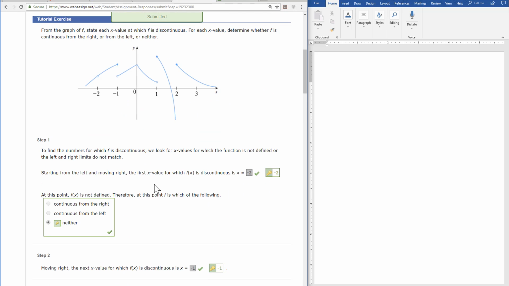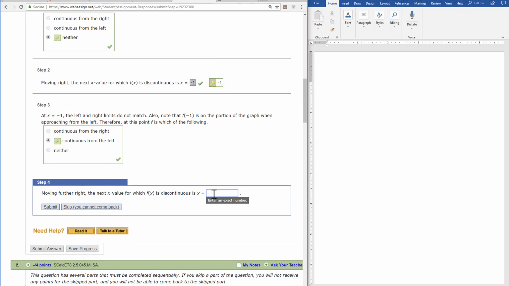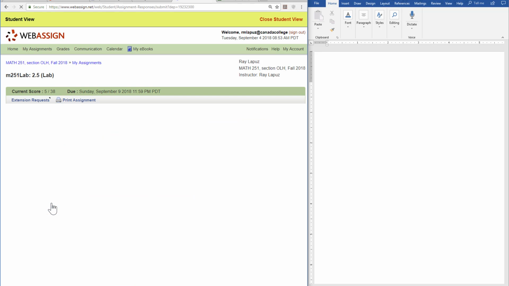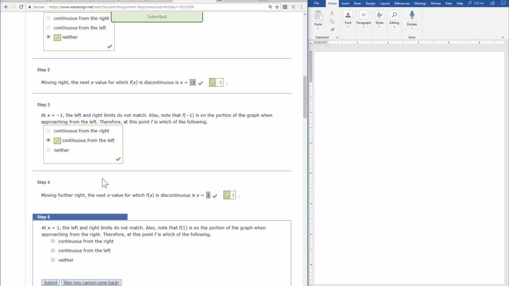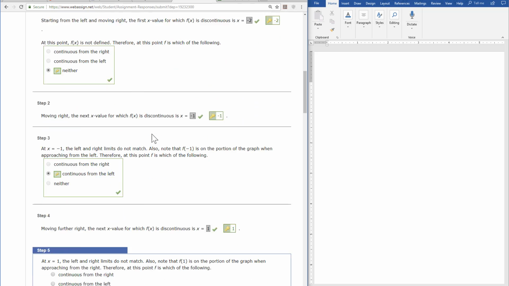Okay, let's follow along here. It's continuous at 0. It's not continuous at 1. So let's check that. The next one is +1. And if we look at +1 coming from the left, there's a hole. Coming from the right, there's an actual point. So it looks like it's continuous from the right.